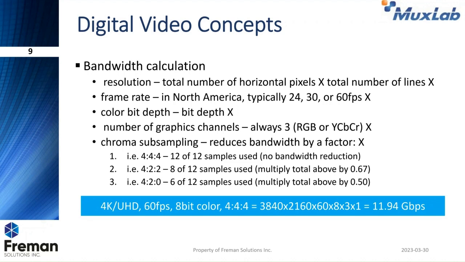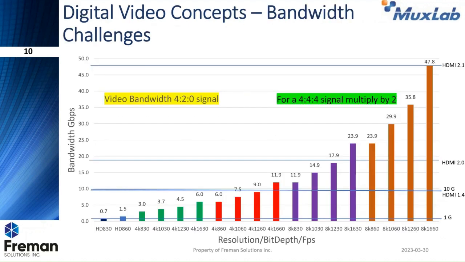Now, this chart from the PDF that we will send you is probably one of the most interesting pieces of information that we're showing here. This chart shows you the bandwidth of signals based on resolution, on the bit depth, and on the frame rate. We have here HD 8 bits 30, or 4K 8 bits 30, or 4K 8 bits 60, and even 8K signals. So I have calculated all the bandwidth for those signals based on a 420 signal.